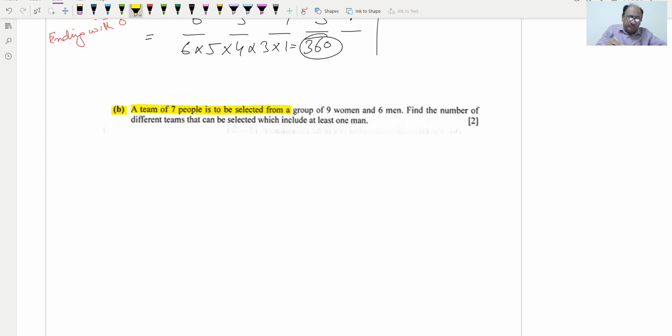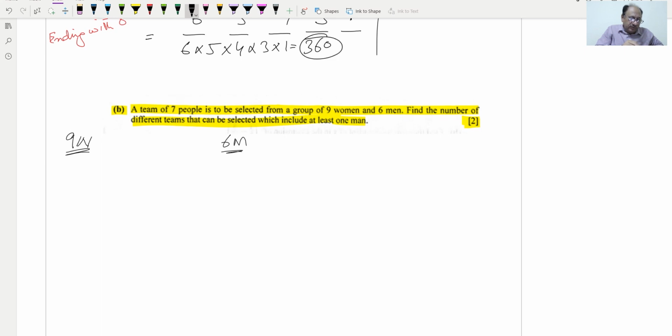A team of 7 people is to be selected from a group of 9 women and 6 men. Find the number of different teams that can be selected which include at least one man. So this is a 2-mark question. So there are 9 women and 6 men. So from here, if we select 7 people, there must be one man.